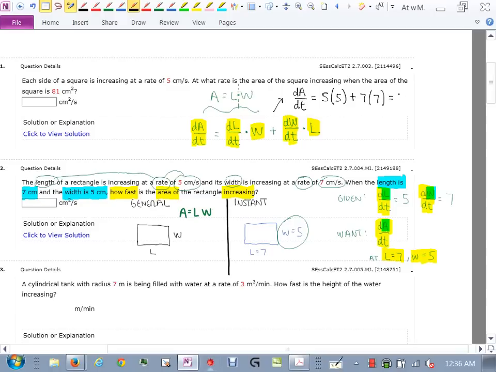So you get 25 plus 49, which is 74. So dA/dt is 74.